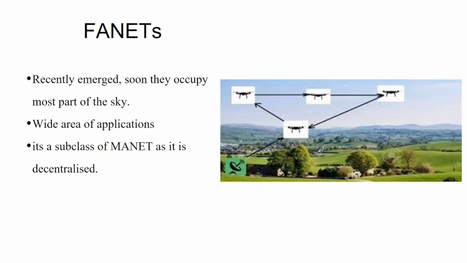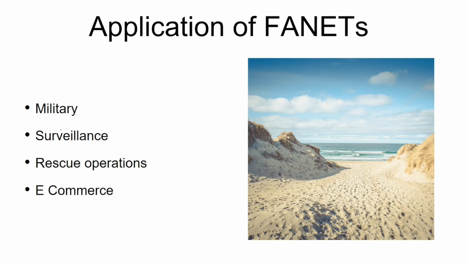Now here, FANETs. We have the applications called military, surveillance, and rescue operation. This is where FANETs have been used mainly. Rescue operation means you can send a drone for rescuing trapped kids, or if there is any flood or natural calamity, how the drones can safeguard people. Only for this purpose they were using. And military and surveillance have been useful for a long period of time.